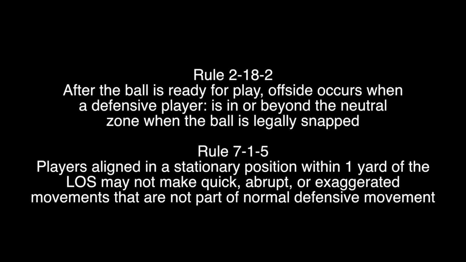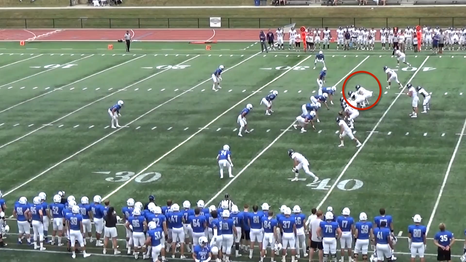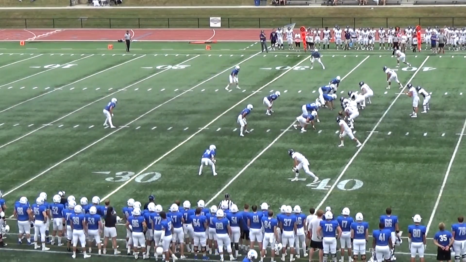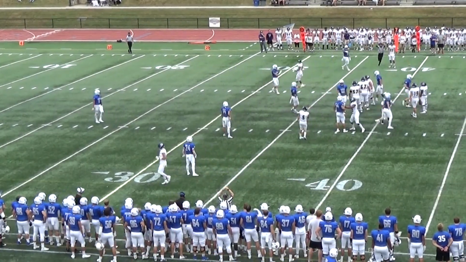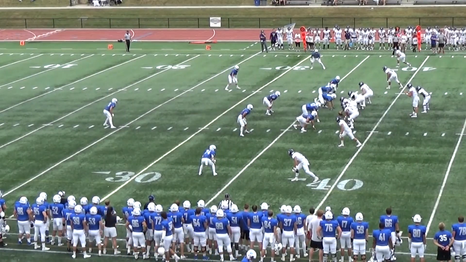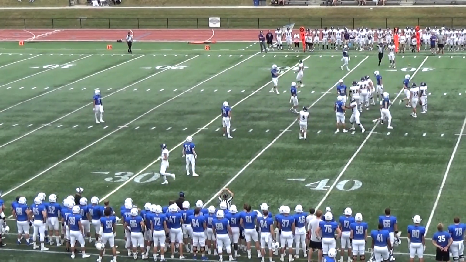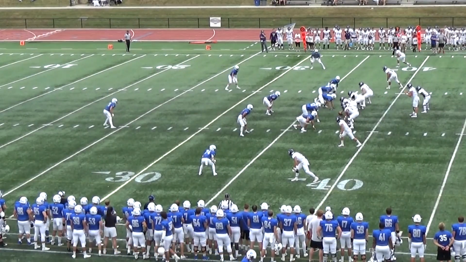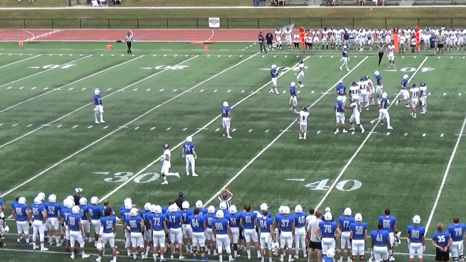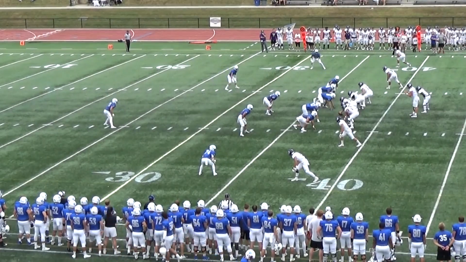Our next clip also focuses on 218.2, but also 715, which says players aligned in a stationary position within 1 yard of the line of scrimmage may not make quick, abrupt, or exaggerated movements that are not part of the normal defensive movement. Here we have defensive players trying to get a good jump on the snap. They do not make any actions that are not a normal part of defensive movement, nor do they enter the neutral zone. As a result, this penalty should be a false start against the offense, which the crew correctly penalizes in this situation.